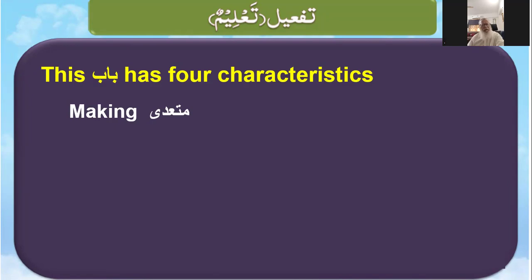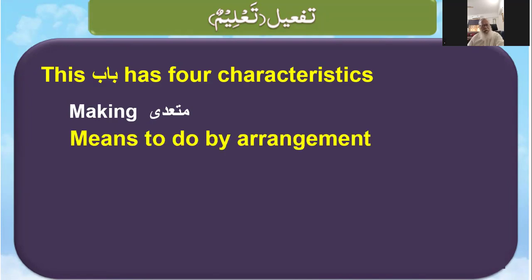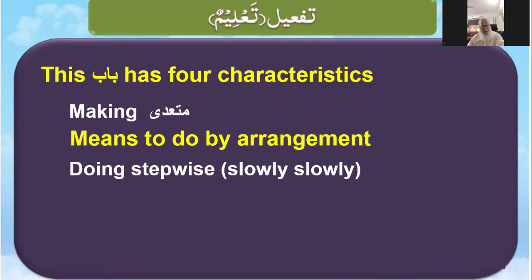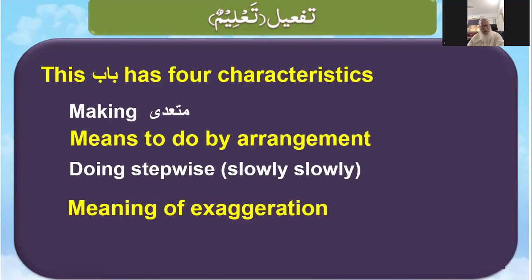Mutaddi means it will require the maf'ul, meaning to do by arrangement. It also has this arranging system, doing it stepwise, slowly doing something, and the meaning of exaggeration. So these 4 characteristics are found in this Bab. When some verb is passed through this Bab, that verb may have all 4 characteristics, or maybe have one or more than one characteristic. We will see the examples.